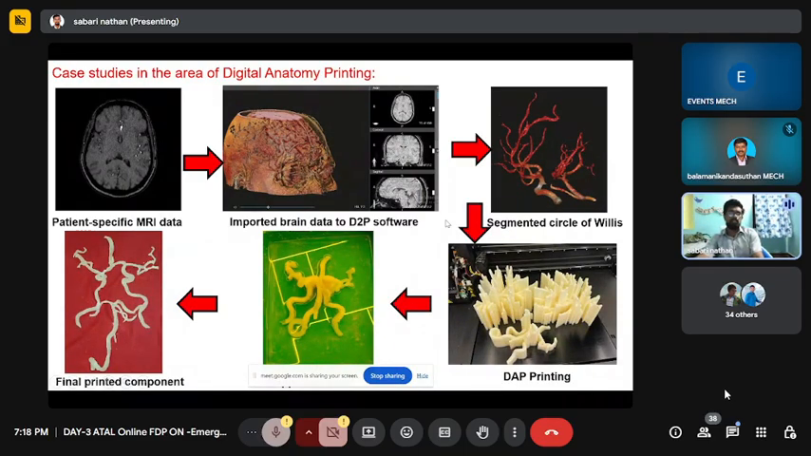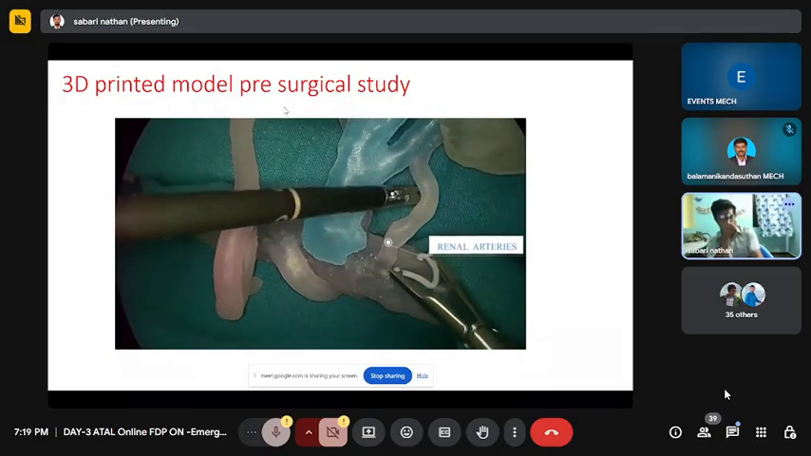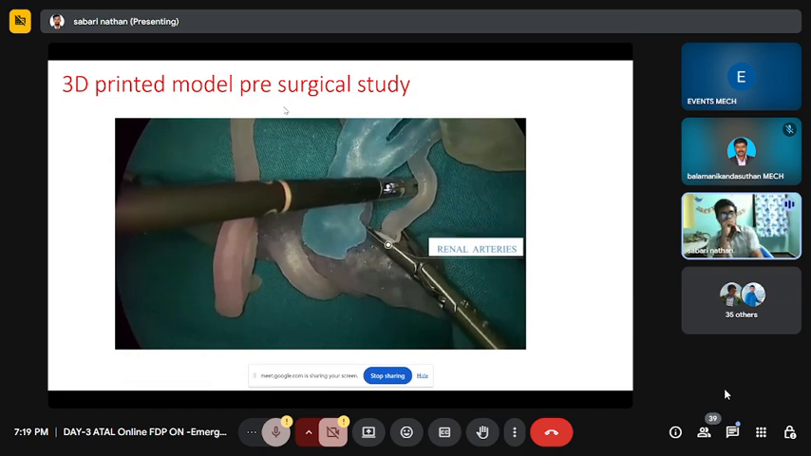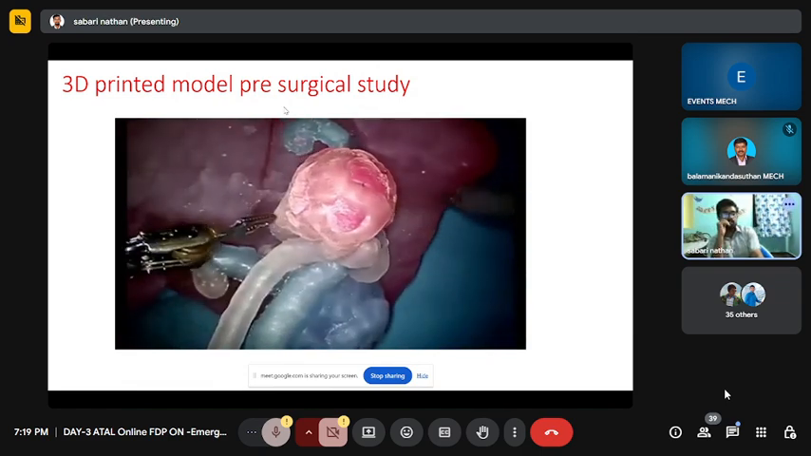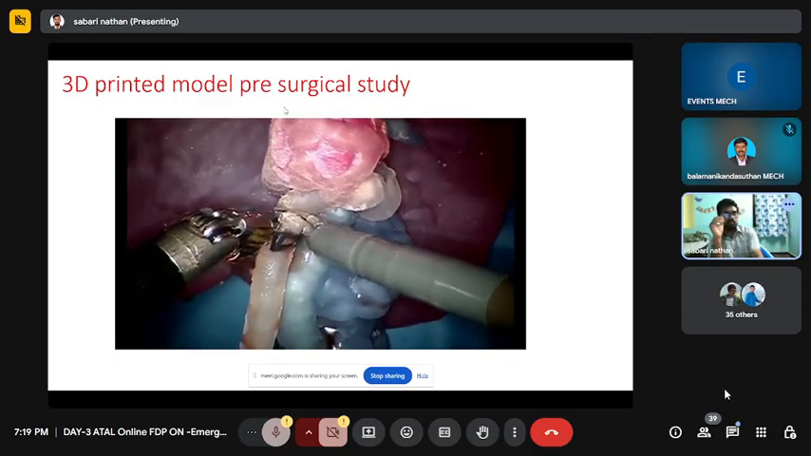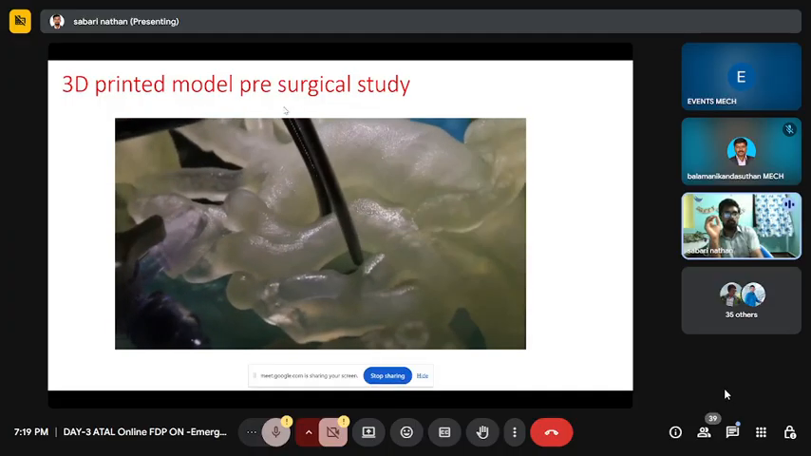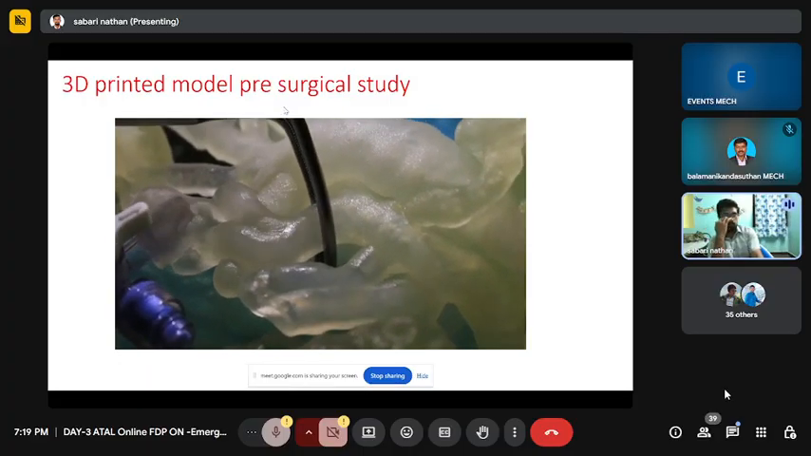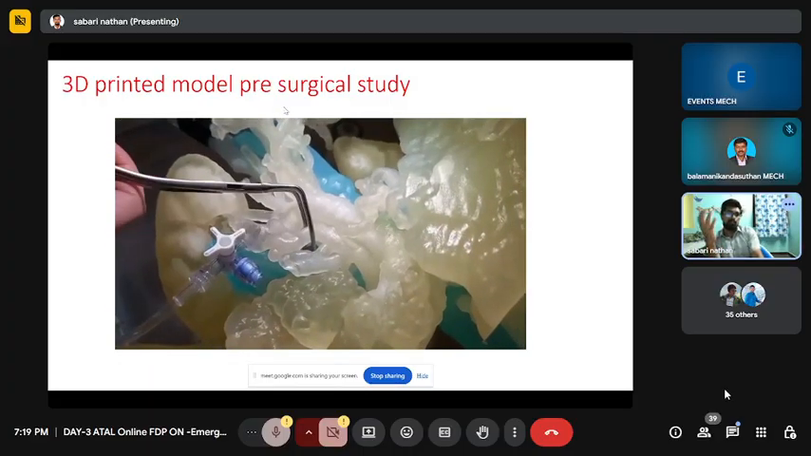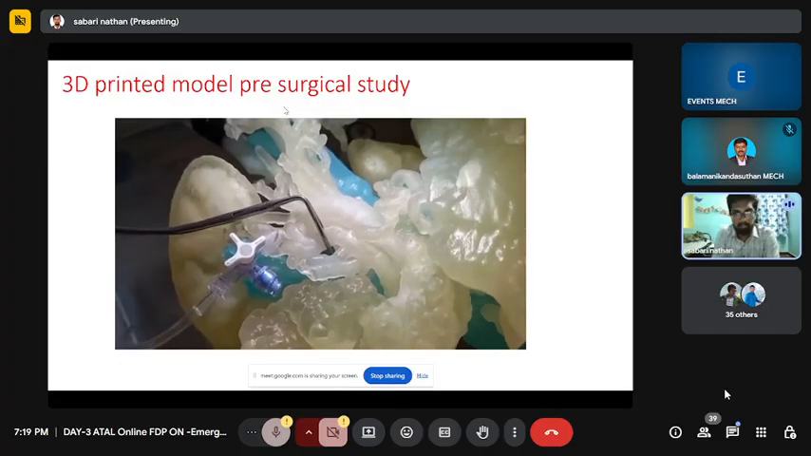This is the circle of Willis which we have segmented from the human brain from the MRI data, and we have printed it well. This is one of the pre-surgical models we have developed and printed. They are doing surgery of the renal arteries, so these materials also behave like the exact consistency of arteries. These are photopolymers, with respect to exact mimicking of that organ's consistency.